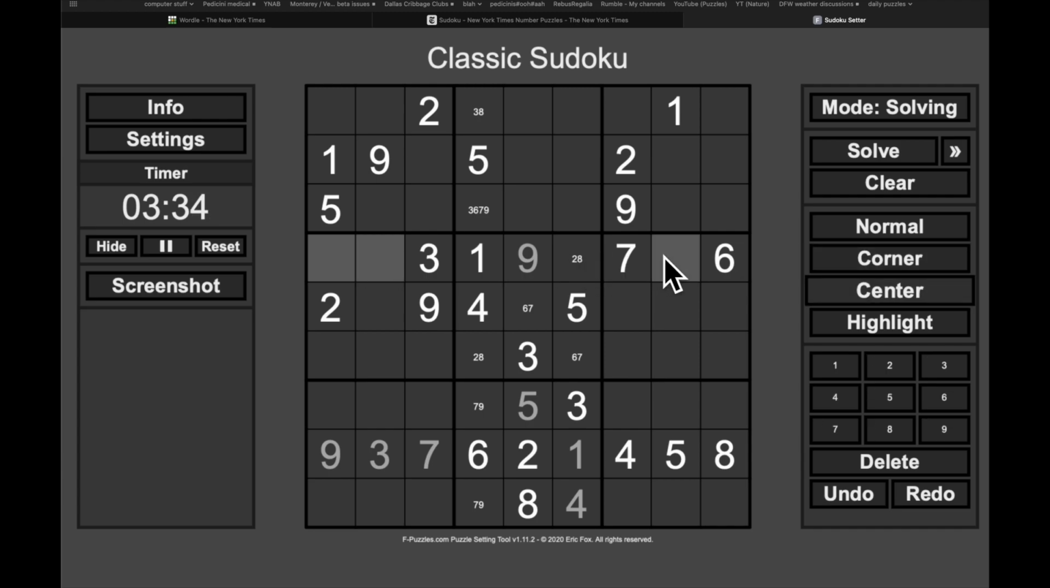Okay, in row 4, I only have 3 digits left, I think. I've got 1, 3, 6, 7, 9 placed. So I need 2, 4, 5, and 8 into these squares. This can't be 2 or 5. This is not 2. This is not 5.